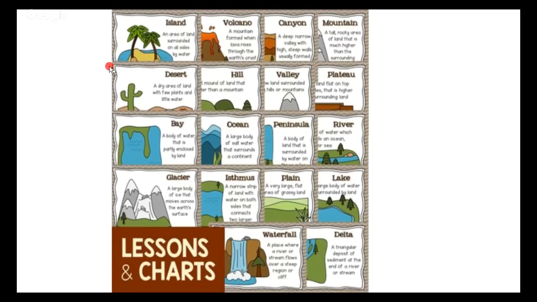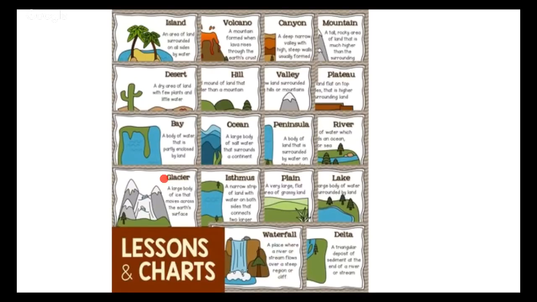We have landforms here. We need to remember some of these things. What's an island? An area of land surrounded on all sides by water. A volcano, a mountain formed when lava rises through the Earth's crust. We have canyon, mountain, desert, hill, valley, plateau. We have a bay. What's a bay? It's a body of water that is enclosed by land. So we have land on 3 sides.